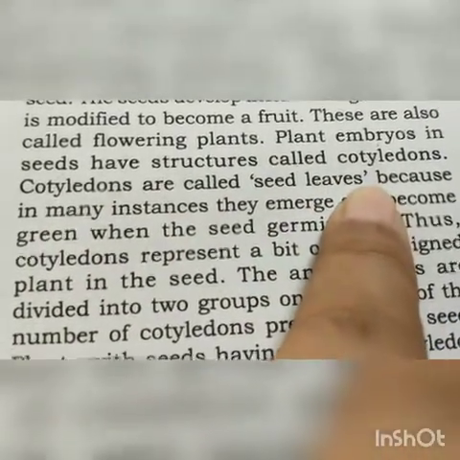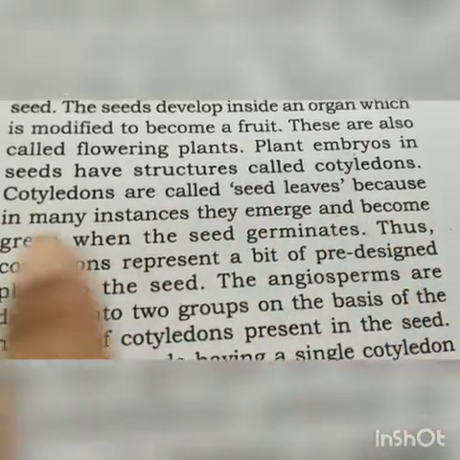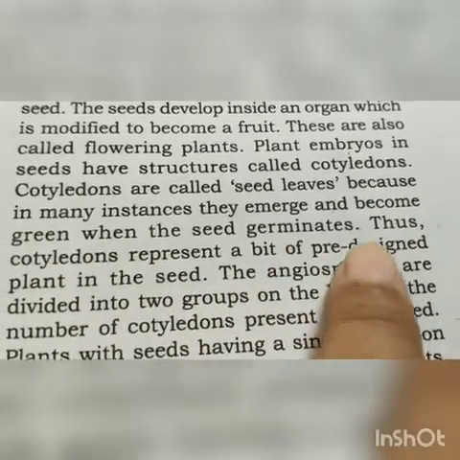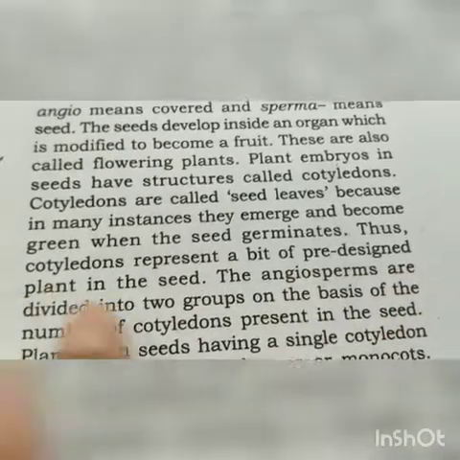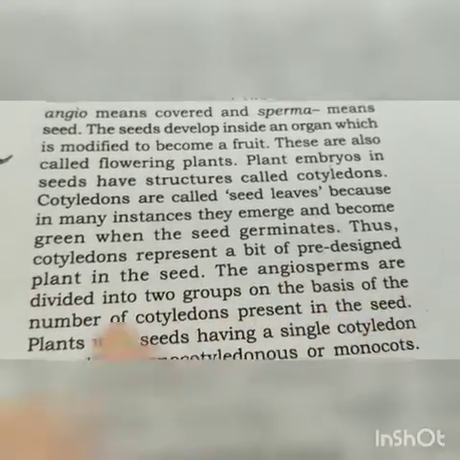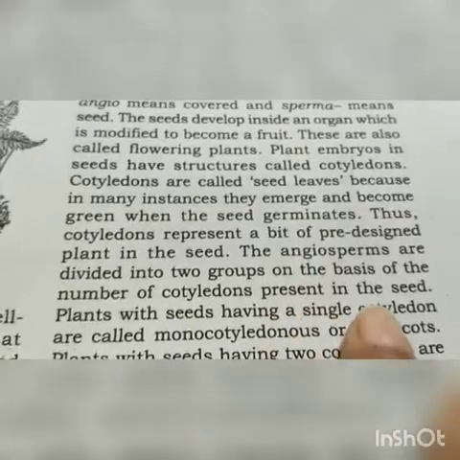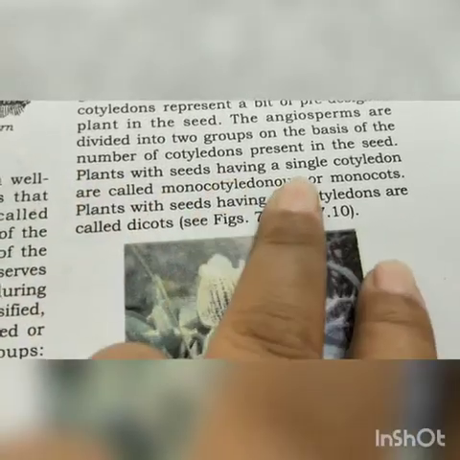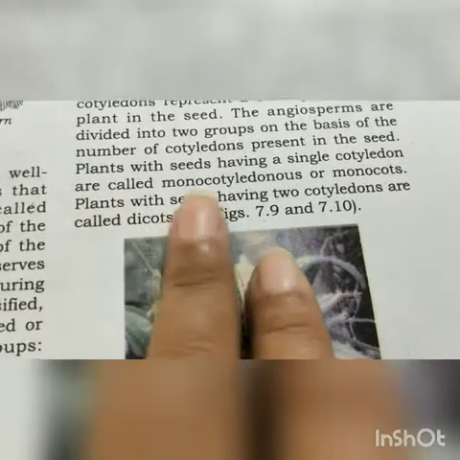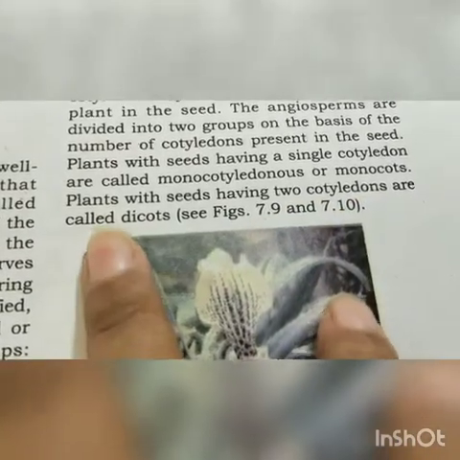Cotyledons are called the seed leaves because in many instances, they emerge and become green when the seed germinates. Thus, cotyledons represent a bit of pre-designed plant in the seed. The angiosperms are divided into two groups on the basis of the number of cotyledons present in the seed. Plants with seeds having a single cotyledon are called monocotyledons or monocots. Plants with seeds having two cotyledons are called dicots.